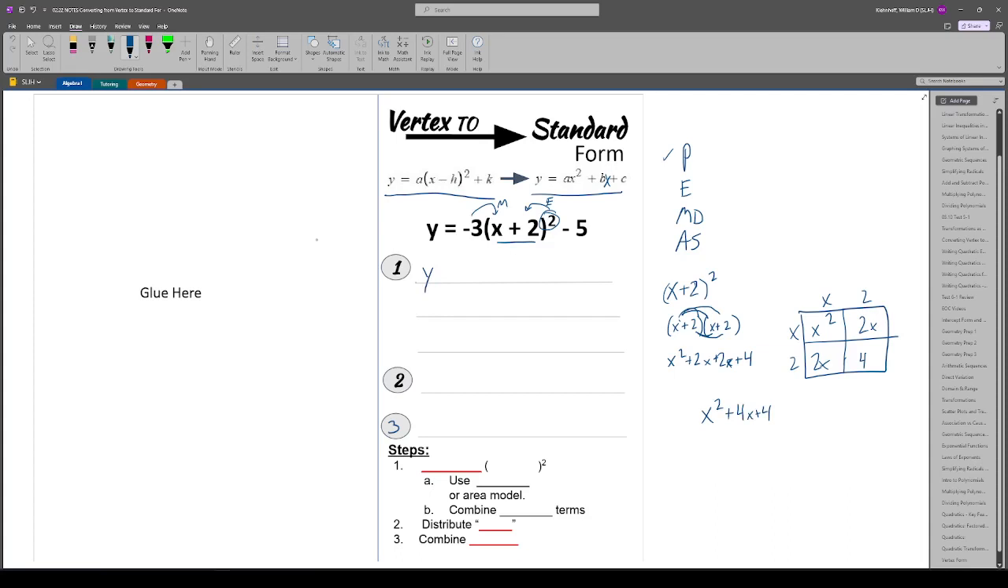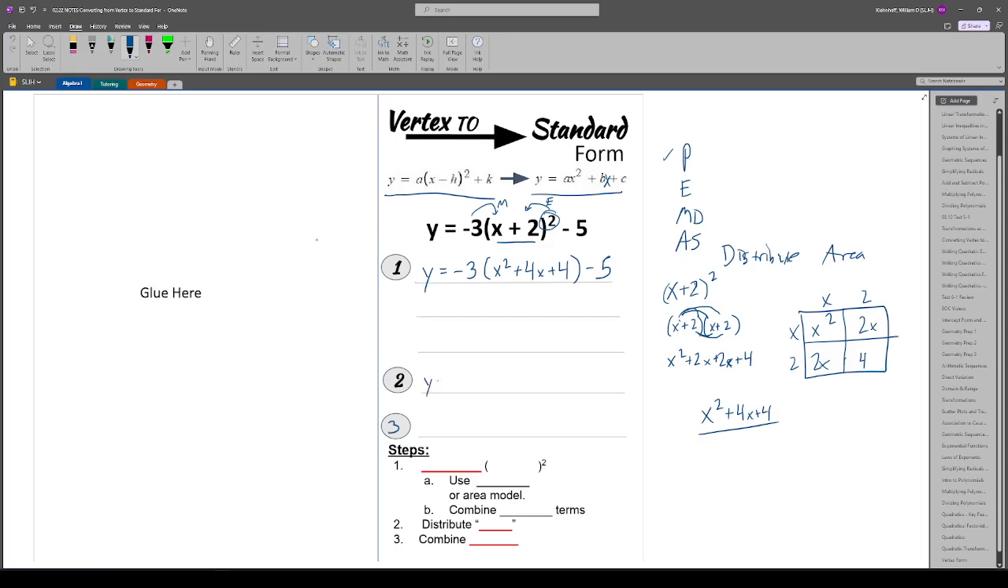And that takes the place of the x plus 2 squared. So rewriting it at step 2, we have y equals negative 3, and then our x plus 2 squared has now become x squared plus 4x plus 4. And then the minus 5 is still the same. So we've taken care of that. I wrote all this stuff off to the side. You could write it on these lines, but the idea is either we use distributing like I did on the left or the area model like we did on the right in order to come up with this perfect square trinomial.